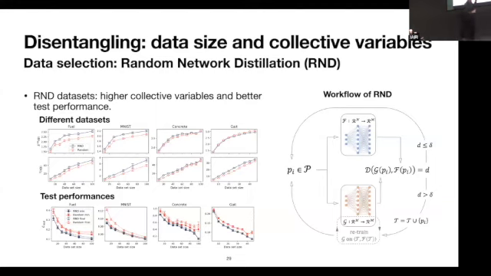That's exactly why I was showing this experiment beforehand. That's the right question to ask. Is this just more data? The point is no, it's not just more data. What we're doing here is we have a way of selecting samples, and these samples have different collective variables. So you have the same size, higher collective variables, and you can correlate this very nicely with better test performance in the end.